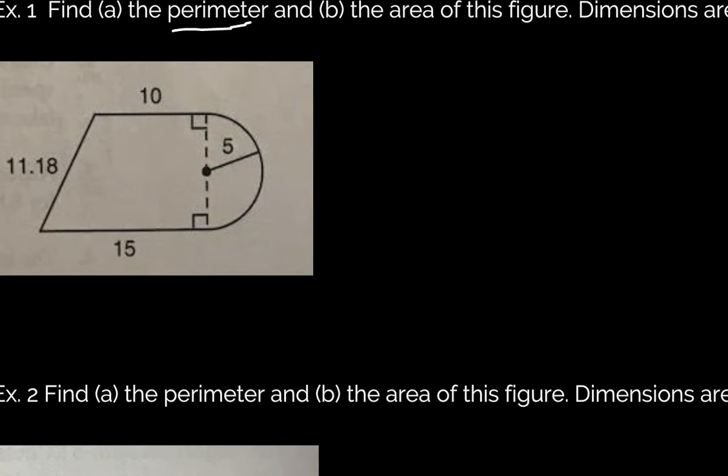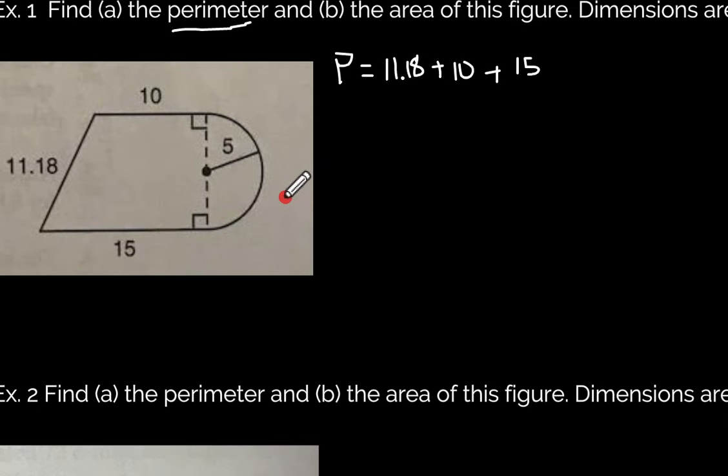So let's write that all down. Remember, the perimeter is the distance around. Like if you're putting baseboards in a room, that would be part of your perimeter. So let's add these up. We're going to get 11.18, plus 10, that's right here, and then plus the 15. So we did the easy part first: the 10, the 11.18, and then our 15.